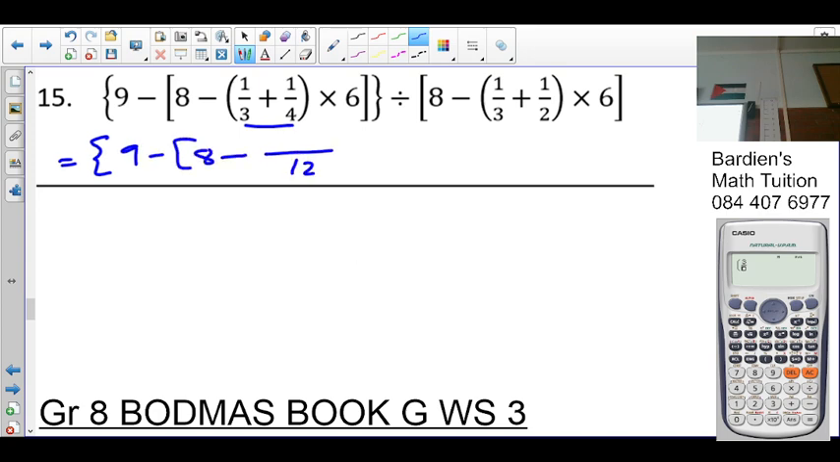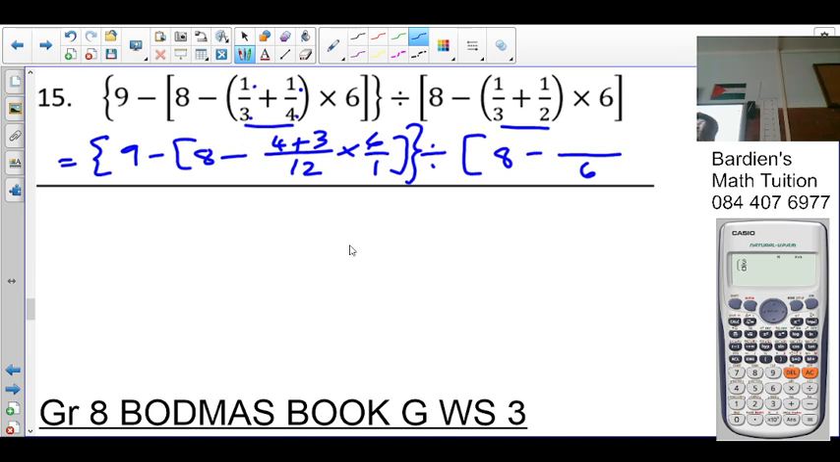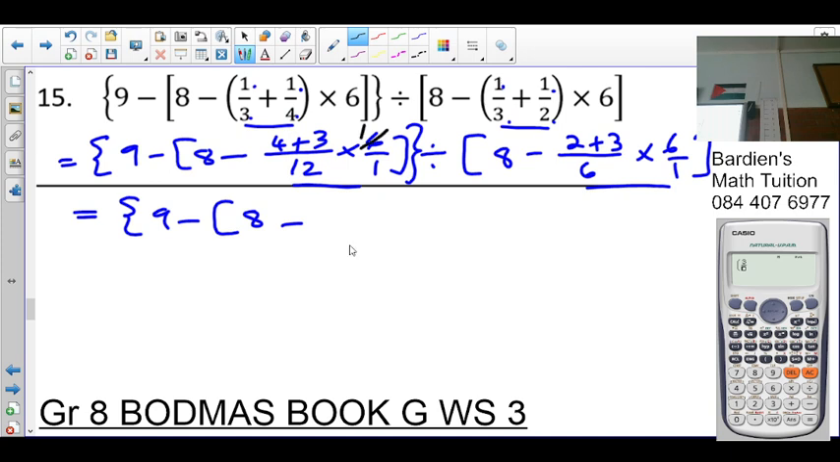LCM of course is 12. So you times by 4, so it's 4 plus 3 times 6 over 1. Okay, and then there's a squiggle, there's a block, that needs to be done. So it's 8 minus. What's your LCM here? 6. Okay, you're timesing that by 2. So it's 2 plus, you times it by 3 times 6 over 1. So again, that needs to be done first. So it's going to be 9 minus 8 minus 12 into 6 and 6 once, 12 twice, 7 over 2.